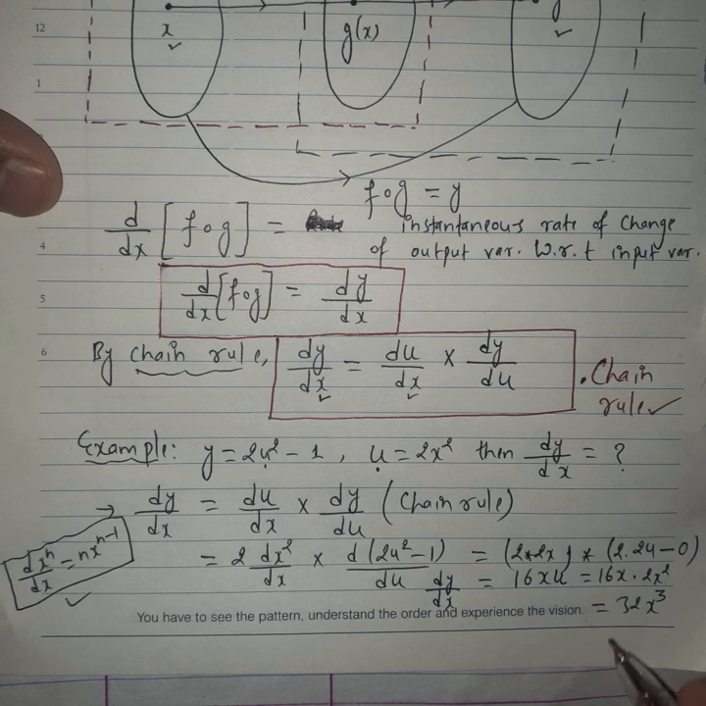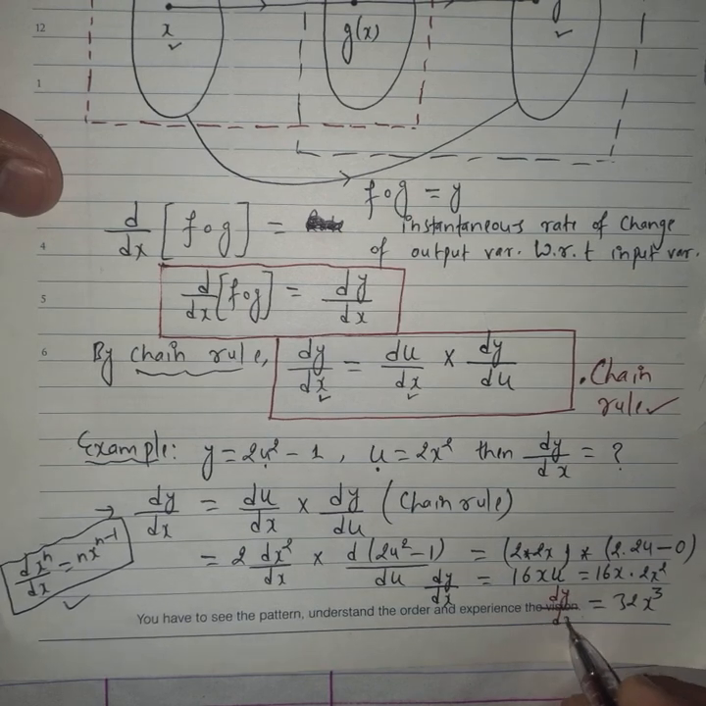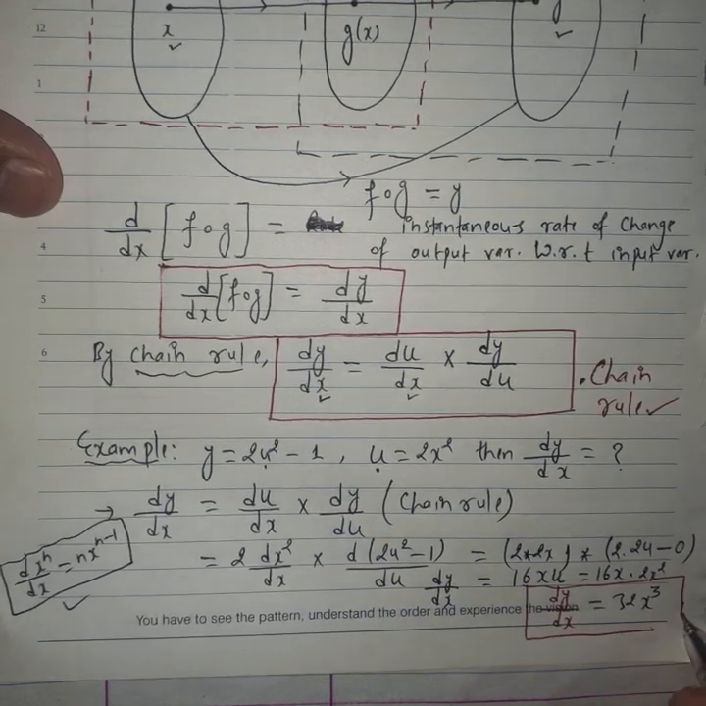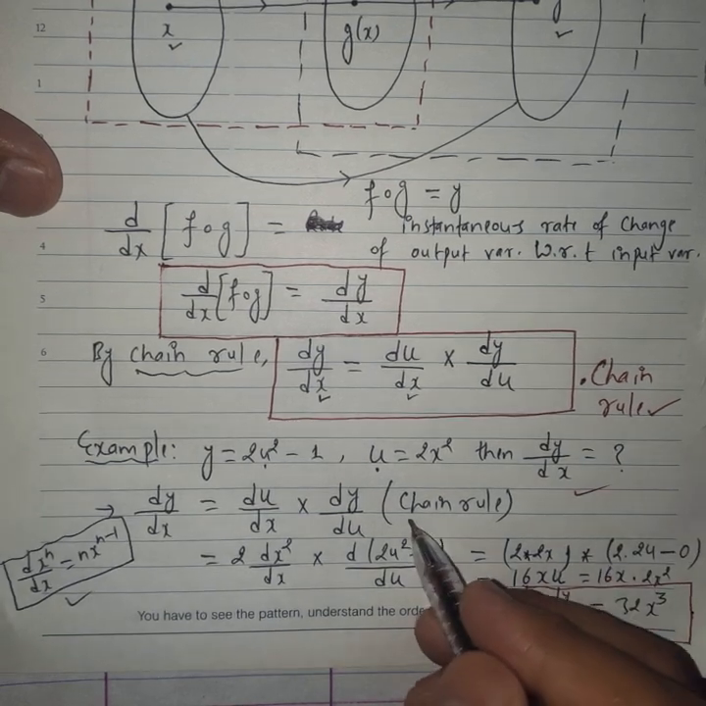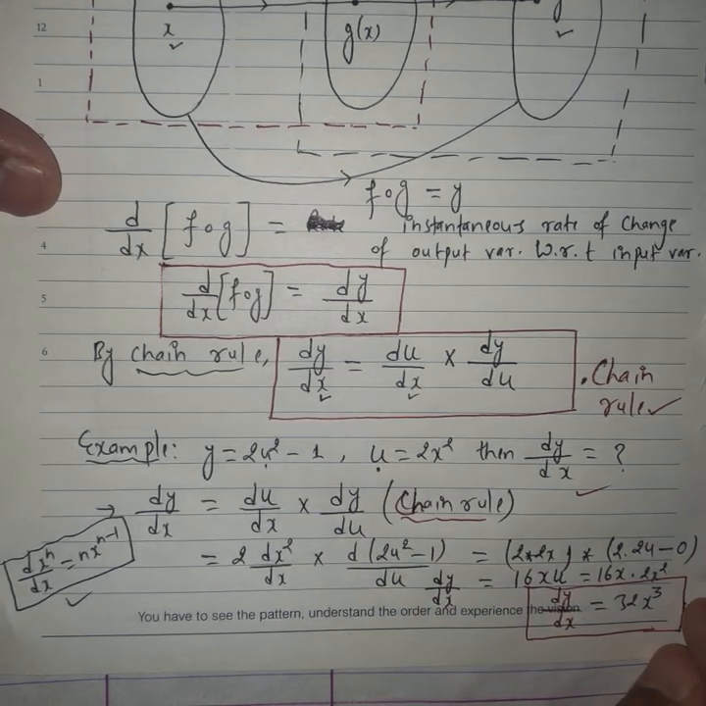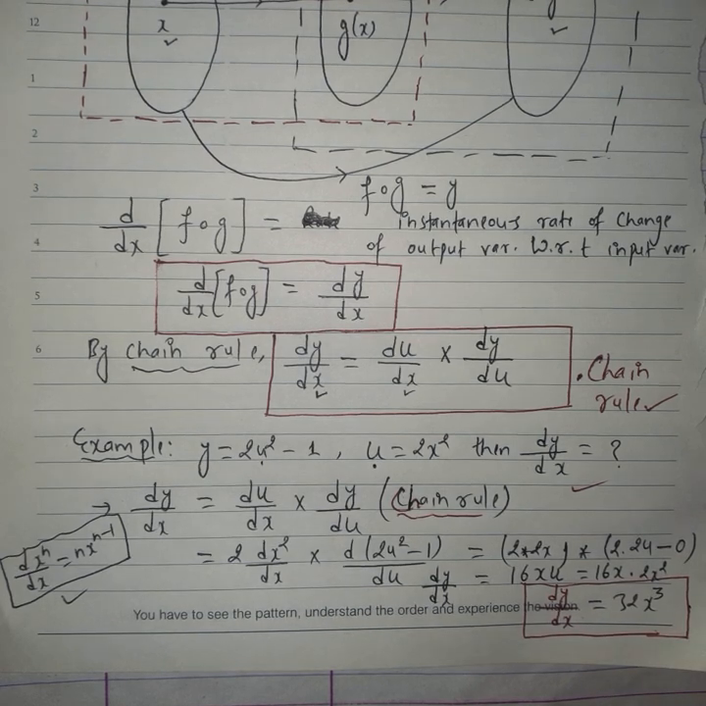Finally, we have found that the derivative of y with respect to x is 32x cubed. This is the final answer for this question. Here we just used the chain rule, or the derivative of the composite function.